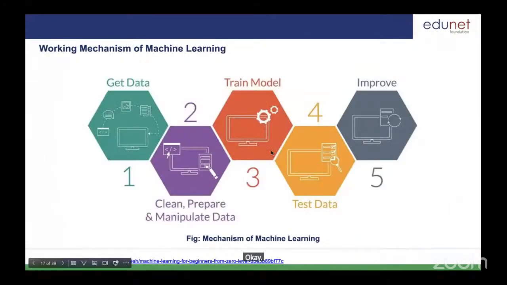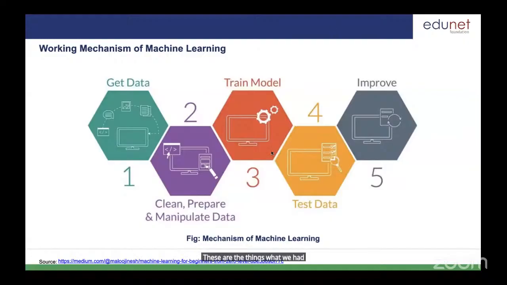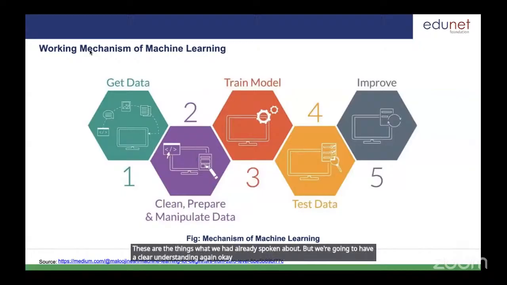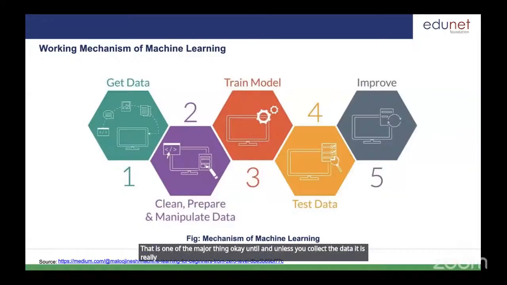We are having a discussion about the working mechanism of machine learning now. These are the things we had already spoken about, but we're going to have a clear understanding again. So the first thing is you have to get the data. That is one of the major things. Until and unless you collect the data, it is really hard to create a machine learning model. The first thing is you have to collect the data. So can you tell me what are the ways you can collect the data? How can you collect the data?